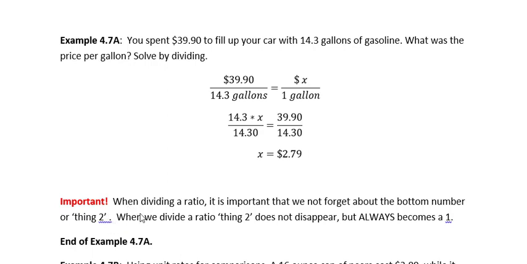Okay, this is really important. Most students forget this. When you're dividing a ratio, like we're doing here, it's important that we not forget about the bottom number, or thing 2. A lot of times students will just divide and forget what the answer is. Thing 2 does not disappear, but always becomes 1. It's an important element.